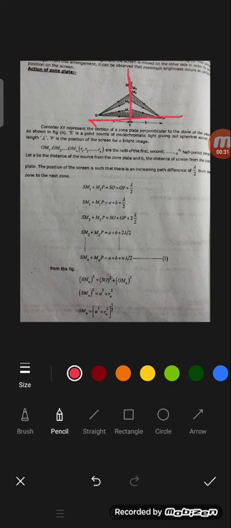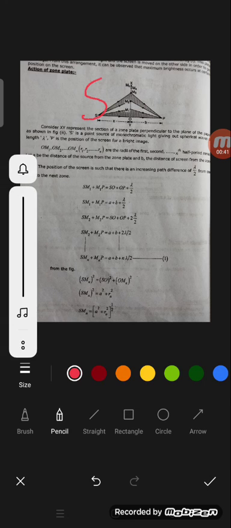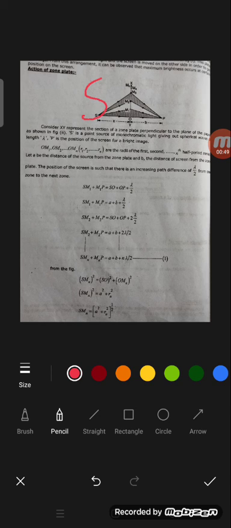As shown in this figure, let S be a point source of monochromatic light giving out spherical waves of wavelength lambda. P denotes the position of the screen of a bright image.